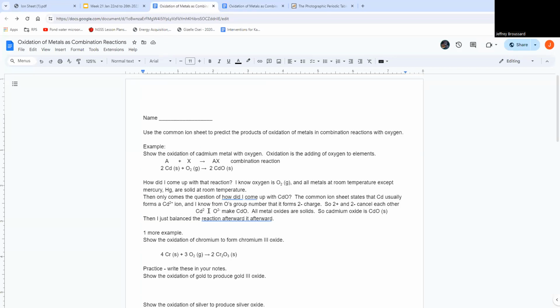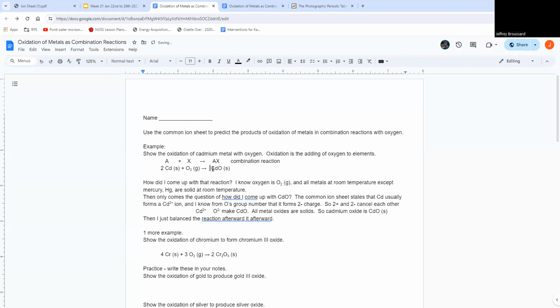So I know Cd, according to the handout, is Cd2+, and oxygen is O2-, according to the periodic table. And those two things are going to directly cancel each other, making CdO. Now, all metal oxides are solids. When you form a metal oxide, it's going to be in solid form, and that's why I wrote the S here for solid. So cadmium oxide is CdO solid. And then we just need to balance the reaction after that.